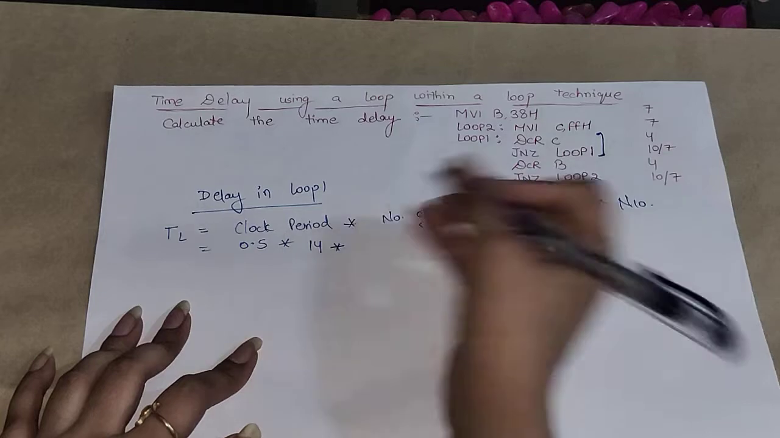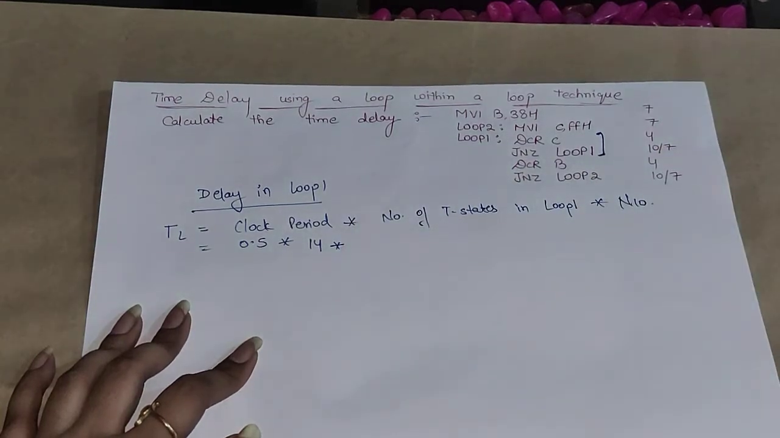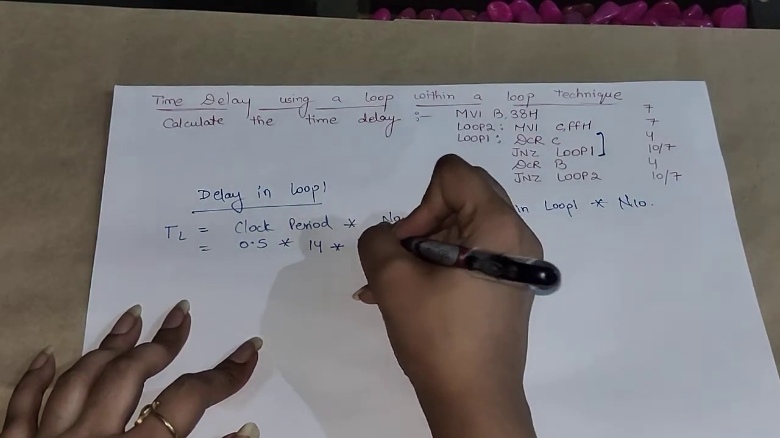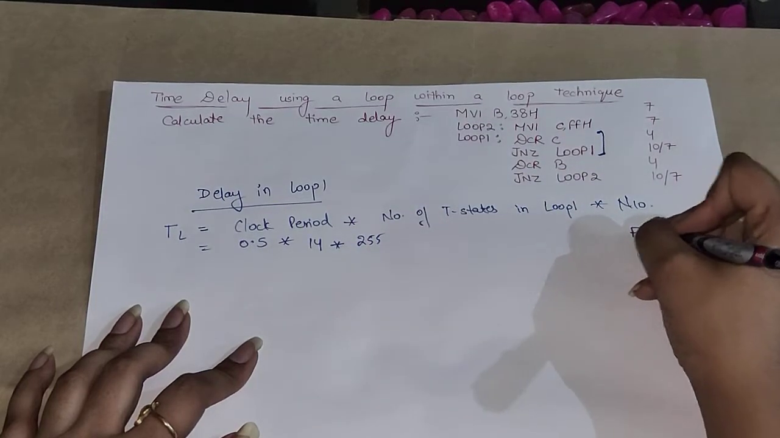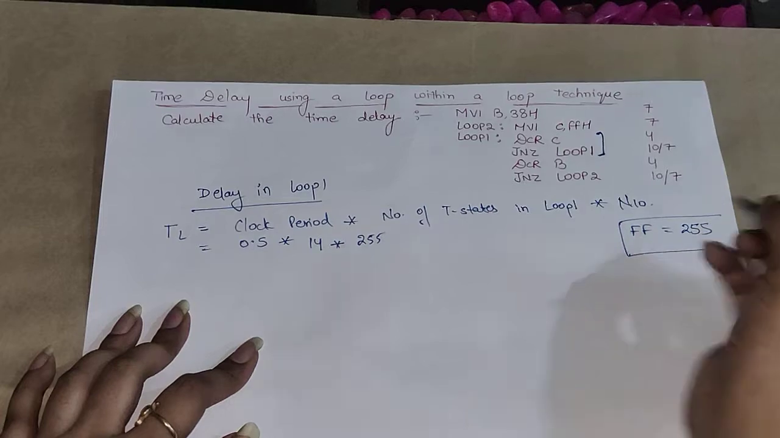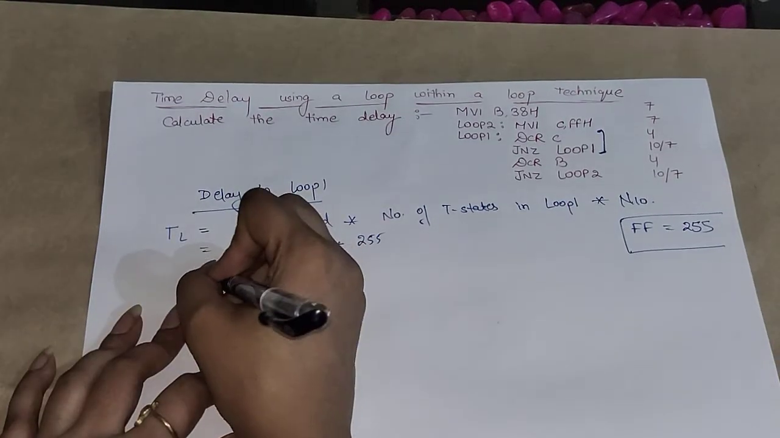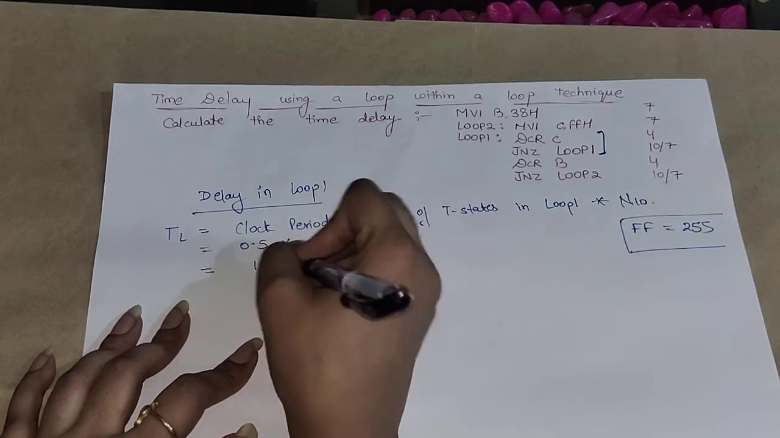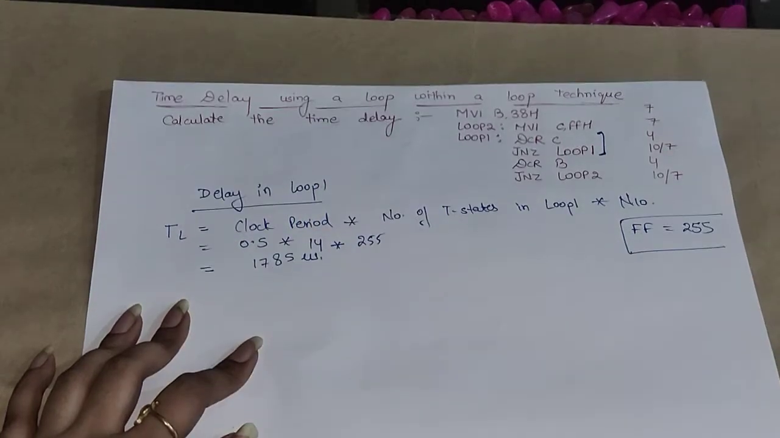14 into n10. What is the counter of loop 1? The counter of loop 1 is FFH. That means 255. FF is equal to 255. Okay. So this is equivalent to 1785 microseconds.